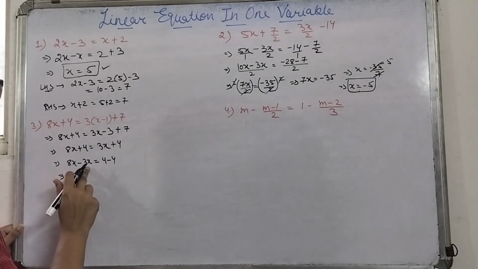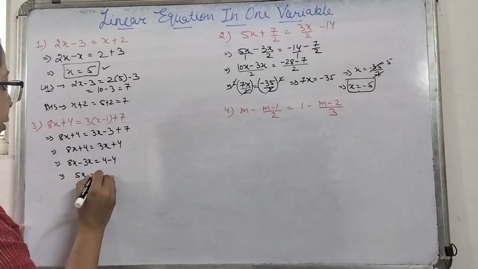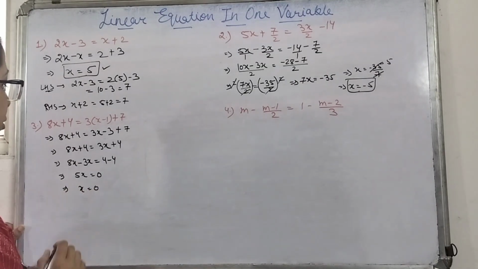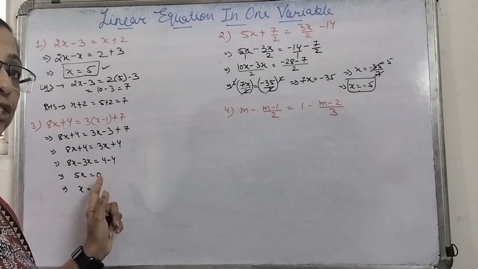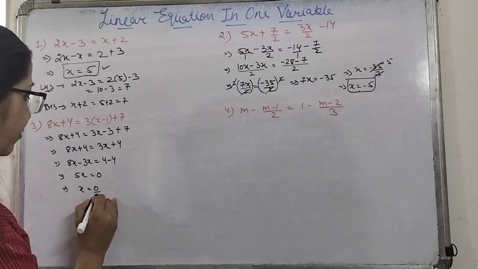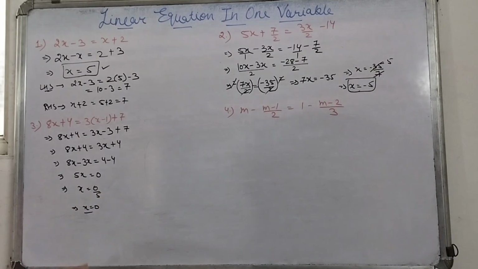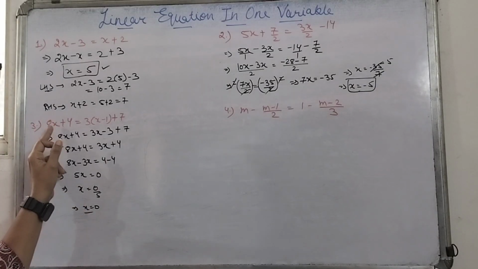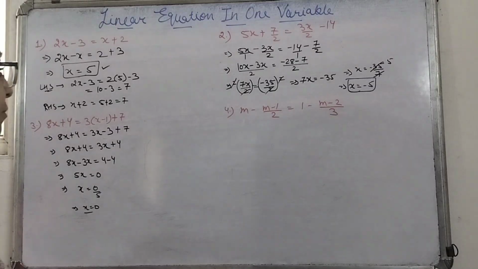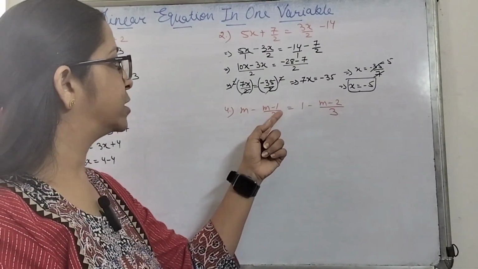So 8x minus 3x will be your 5x. It is equivalent to 4 minus 4, which is 0. Or we can say the value of x is 0 divided by 5, because 5 is in multiplication with x, so the value of x is 0. When we keep x equal to 0 in LHS and RHS, our values will become equal.